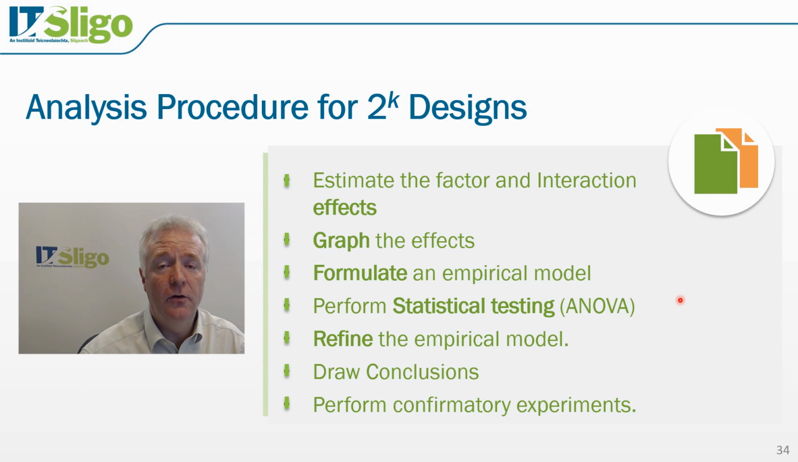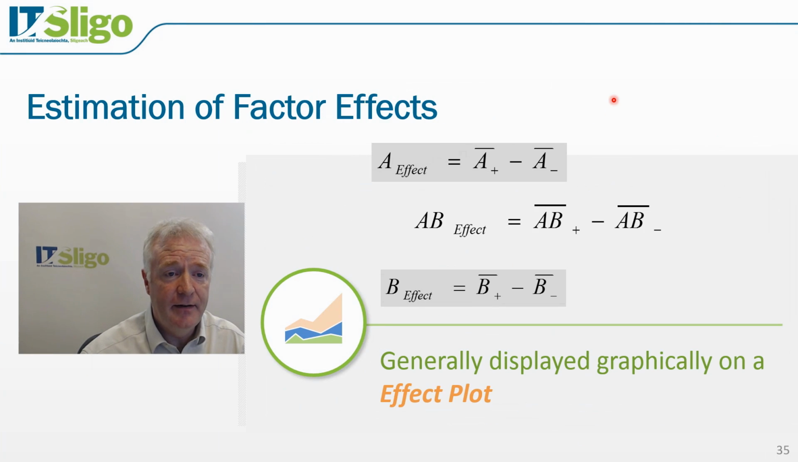Now, in normal practice you would also perform statistical testing, but this is beyond the level of this introduction, so we will omit that for the moment. We will then draw conclusions and perform confirmatory experiments. In order to assess the influence that each factor has on the response, we will calculate the effect. So we're going to calculate the A effect, the B effect, and the AB interaction effect.